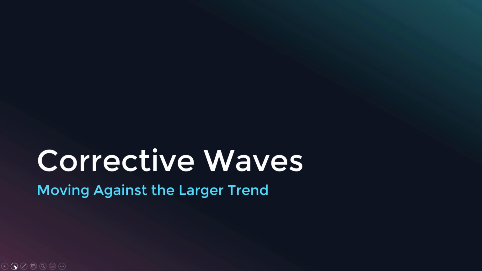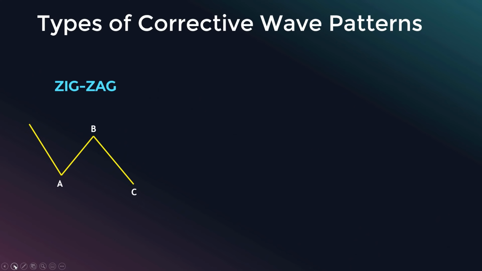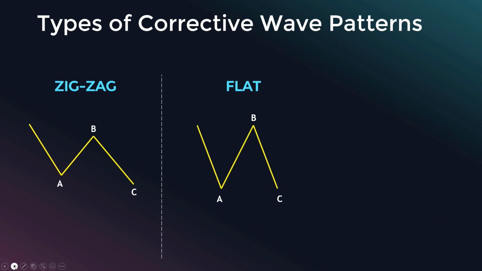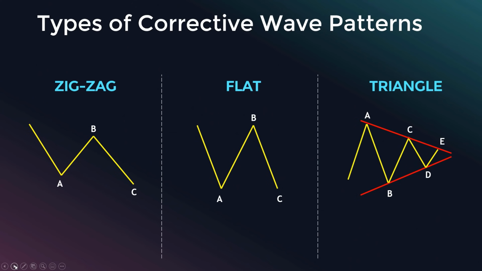Corrective waves, moving against the larger trend. There are three primary corrective patterns. There's a zigzag, a flat, and a triangle. The zigzag is a 3-wave directional pattern, as you can see, the A, B, and C. The flat is also a 3-wave pattern, but basically it's a sideways or non-directional pattern with support and resistance levels, but you're kind of just moving in a sideways manner.